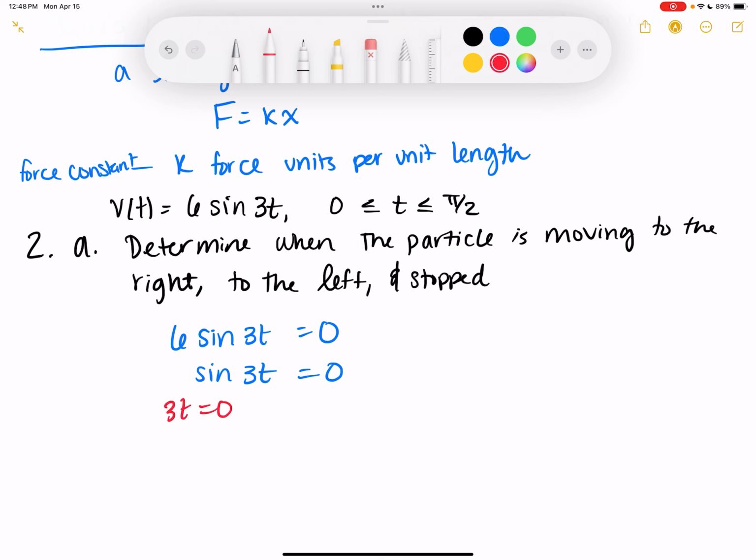Now, where else is sine 0? 180. 180 or pi, because we typically use radians for calculus. Yes, same thing. So it also would be when 3t is equal to pi. So this has the angle equal to 0. The other option, 3t is equal to pi, because that's the other place where the angle causes it to be 0.